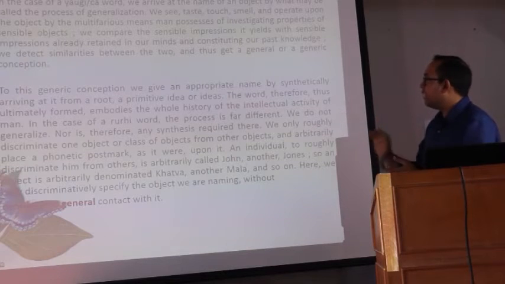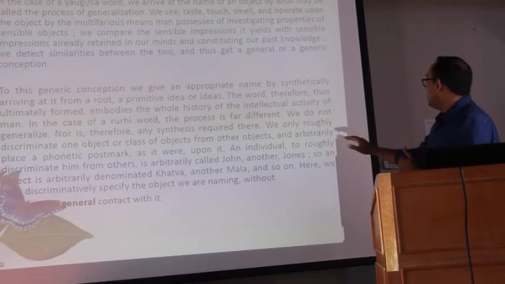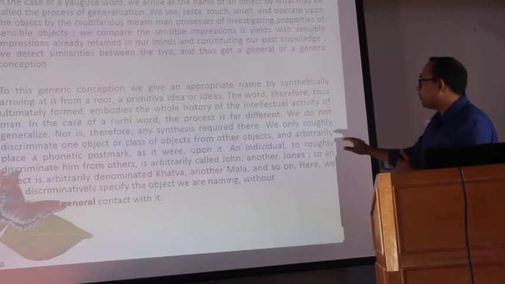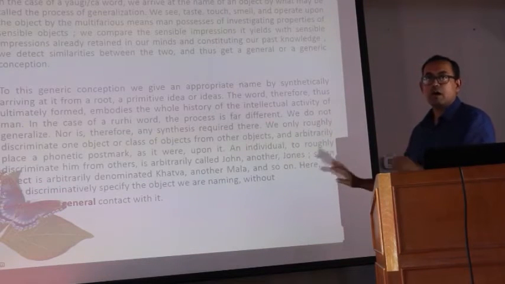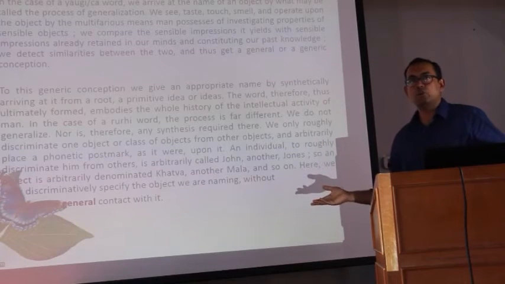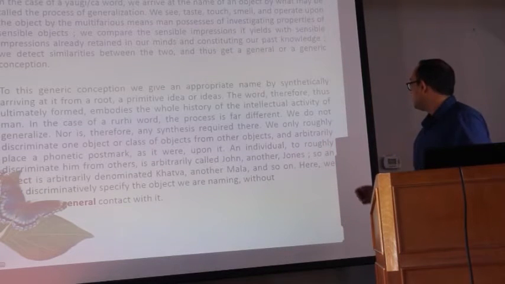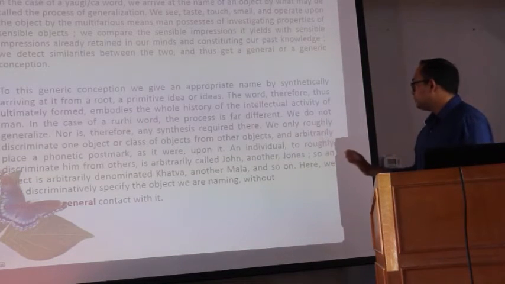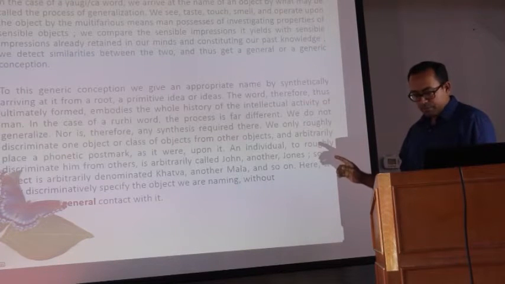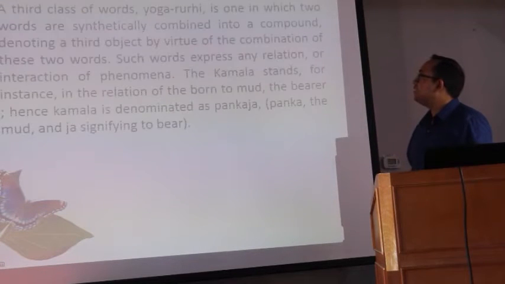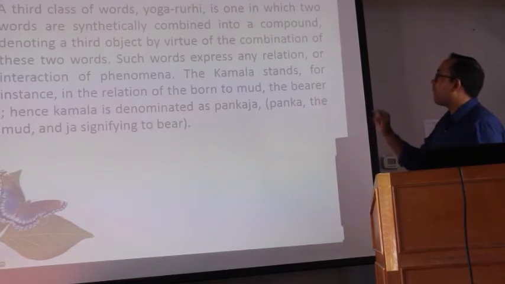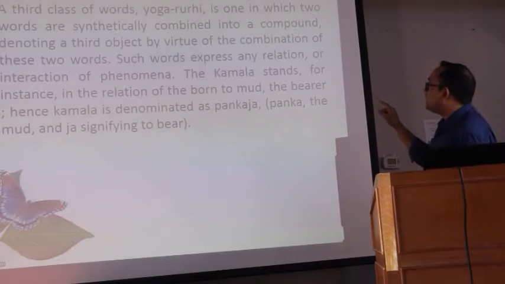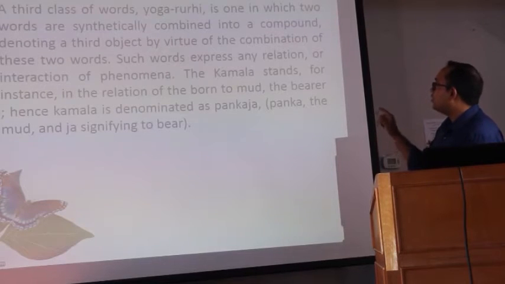I'll give you an example here. An individual, to roughly discriminate him from others, is arbitrarily called John. Arbitrary. You can call anyone John, Tom, Dick, Harry. Okay? But the way it is done, take the example Pankaja. The Kamala stands, for instance, in the relation of the bond to mud.